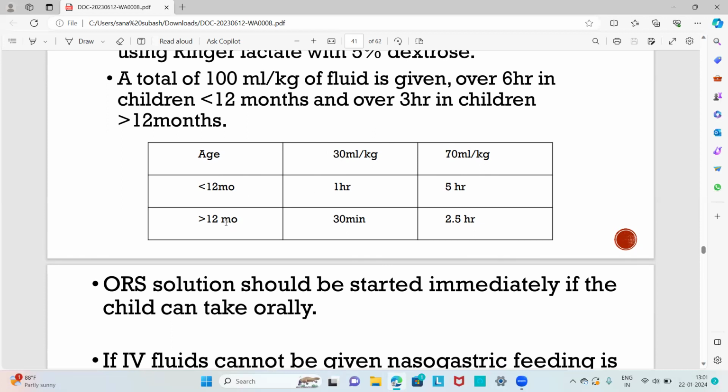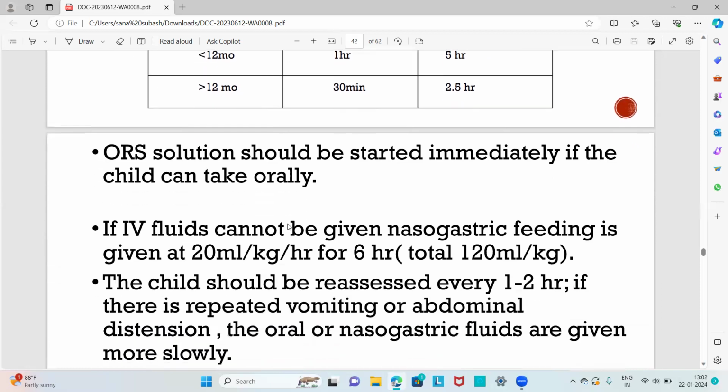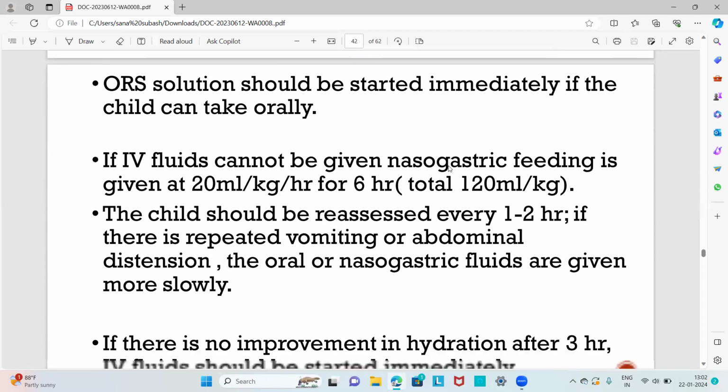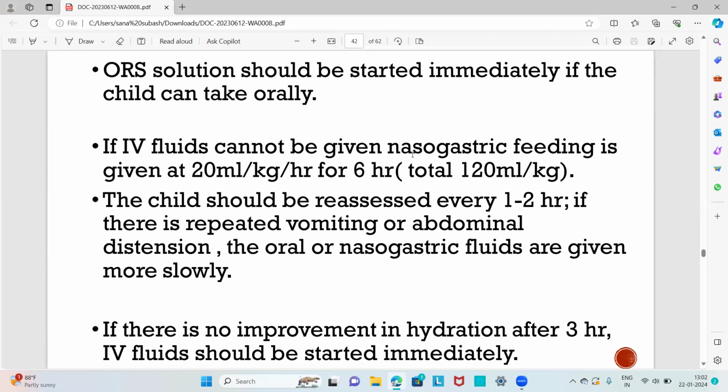If the child is greater than 12 months, we give 30 ml per kilogram of the total 100 ml in 30 minutes, and 70 ml per kilogram in 2.5 hours, that is a total of 3 hours. We give Ringer lactate and 5% dextrose in children greater than 12 months of age. Oral solution should also be started immediately if the child can take it orally. If IV fluids cannot be given, nasogastric feeding is given at 20 ml per kilogram.